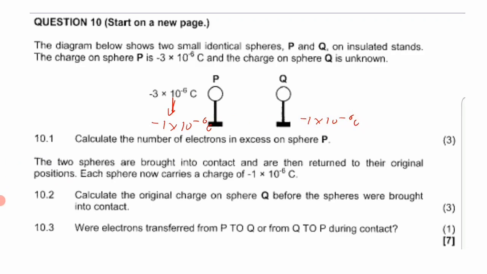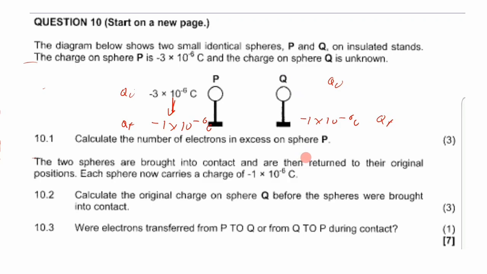So now what are we required to calculate in 10.2? They say calculate the original charge on sphere Q before the spheres were brought into contact. So what are we supposed to do here? Calculate the original charge, right? As we can see here, we've been told that the charge on sphere Q is unknown, right? So this is the charge that we are looking for. If we look at it in terms of P, we know that the value that we have here is the Q initially and this is the Q final. But for sphere Q, we don't have the Q initially, we only have the Q final.